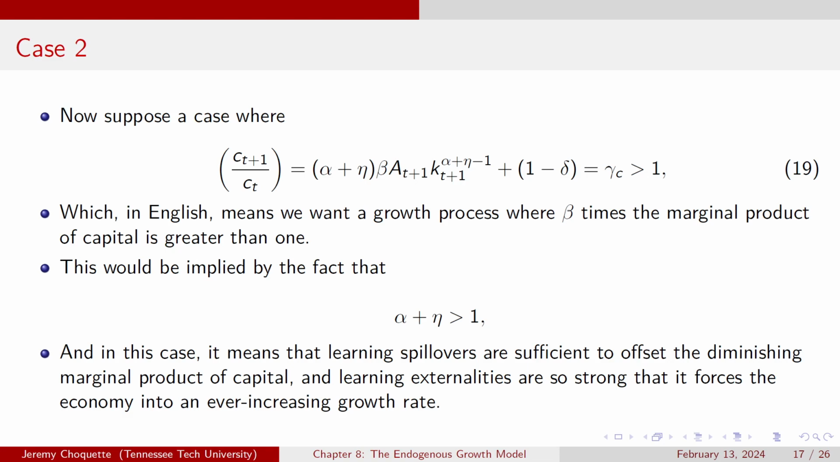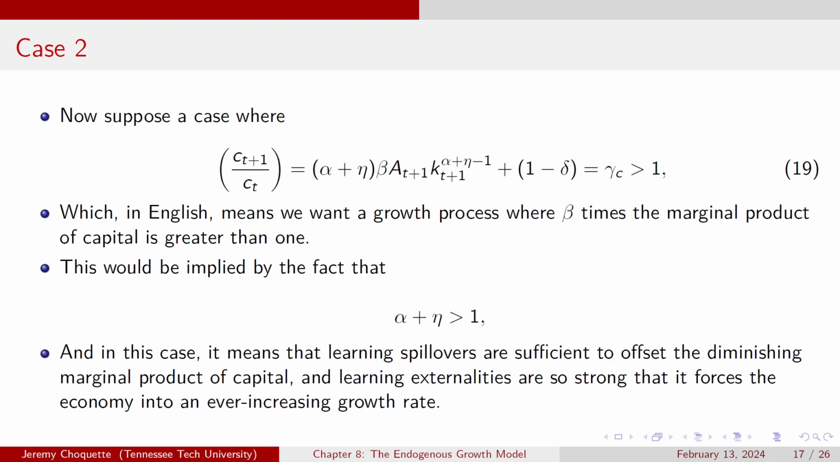However, let's look at case 2. Case 2 is another extreme end case, where instead of that growth rate in consumption being less than 1, here it's greater than 1. In English, this means we want a growth process where beta times the marginal product of capital is greater than 1, in which case alpha plus eta would be larger than 1.